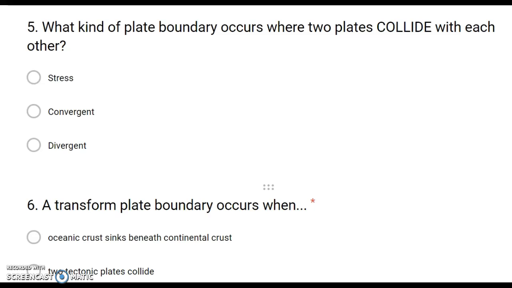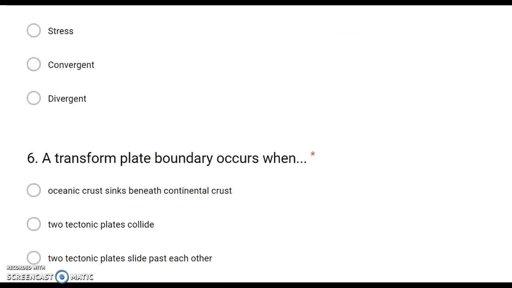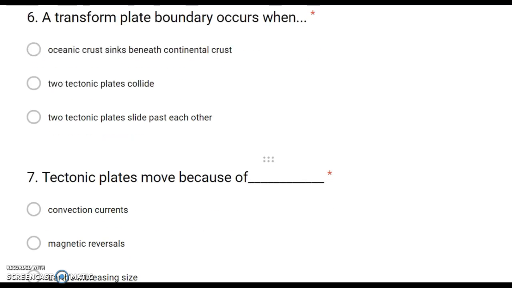5. What kind of plate boundary occurs where two plates collide with each other? Stress, convergent, divergent. 6. A transform plate boundary occurs when oceanic crust sinks beneath continental crust, two tectonic plates collide, two tectonic plates slide past each other.